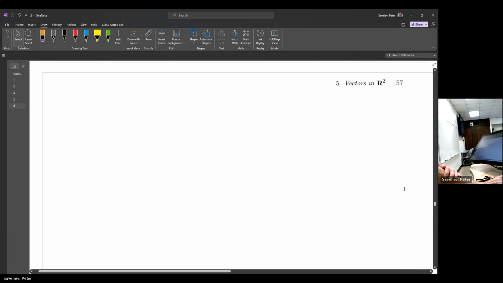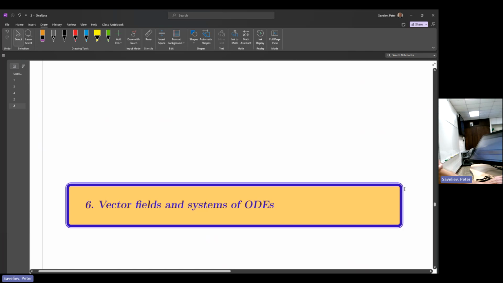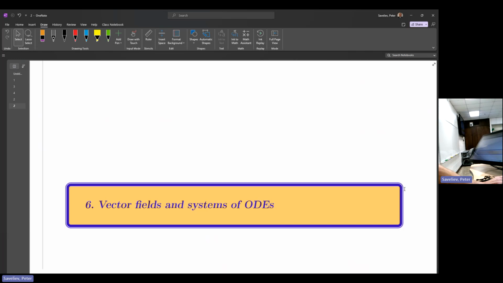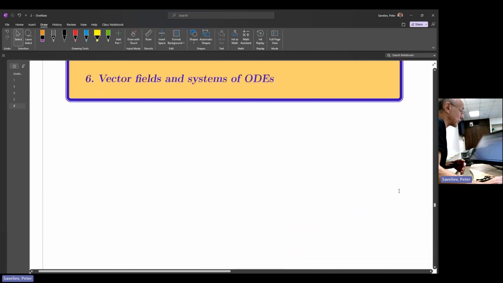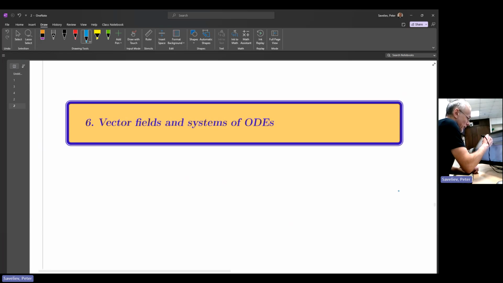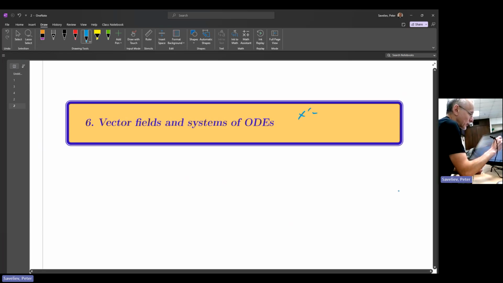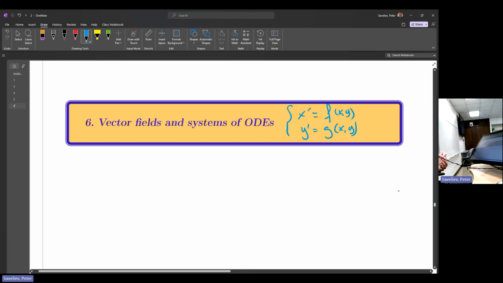Anyway, next. Let's now take these vectors and see what they have to do with systems of ordinary differential equations. A system of ordinary differential equations, let me be clear, means more than one equation. So x prime is equal to f of x, y like this, and y prime is equal to g of x, y. This is an autonomous system of differential equations.